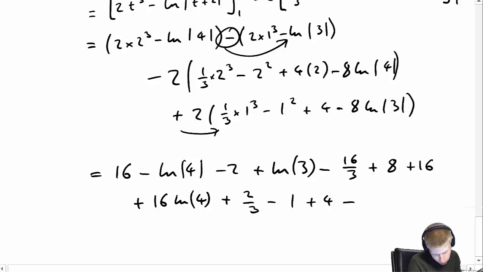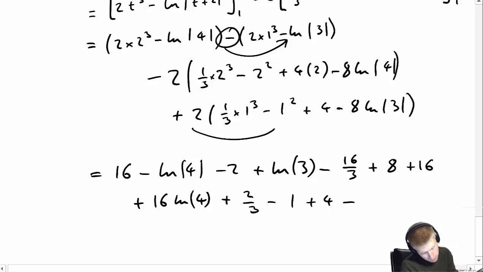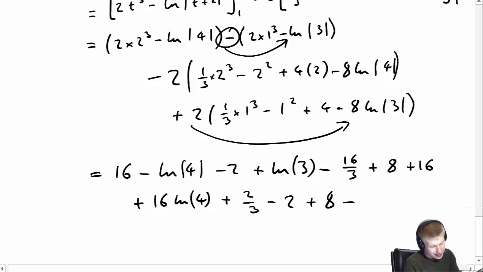Sugar, I forgot to do the 2. That's fine, that's just 2 multiplied by 1 squared. I'm getting ahead of myself. Multiply this by 2 as well, that's going to become 8. Multiply this by 2, so that's going to become minus 16 ln 3.